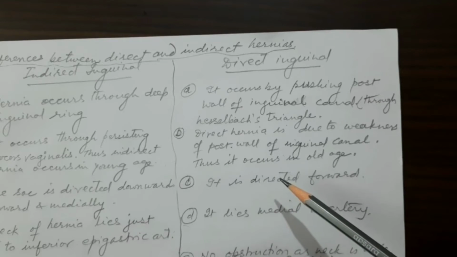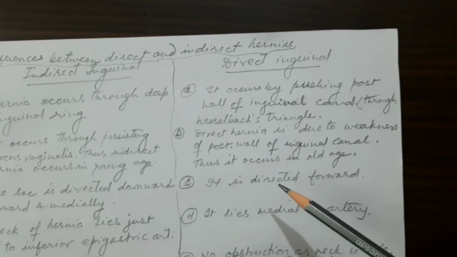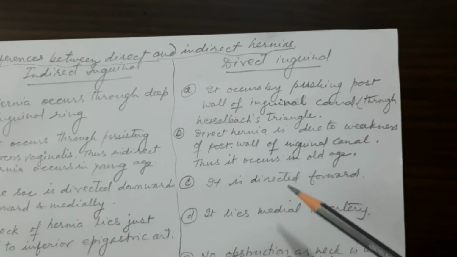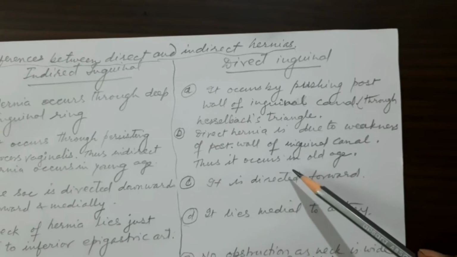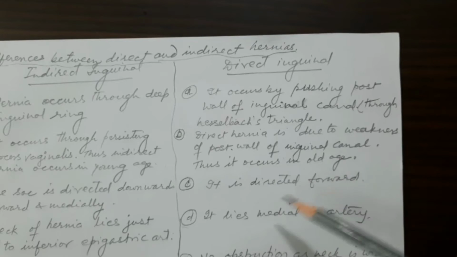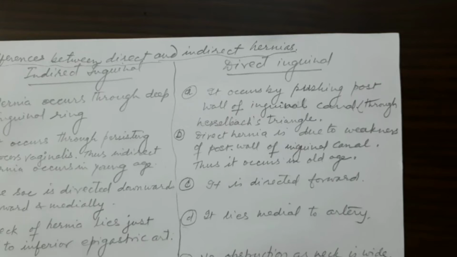That means muscles like the transversus abdominis and internal oblique abdominis, if they become weak, as in the case of old age, then this can be pushed by the contents of the abdominal cavity. So the peritoneal sac pushes this along with a loop of intestine. So this is the direct inguinal hernia. Muscle weakness is usually seen in old age, thus the direct inguinal hernia occurs in old age, while the indirect occurs in young age, in a child.